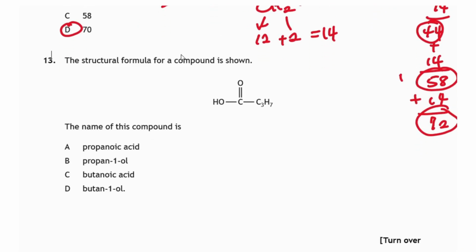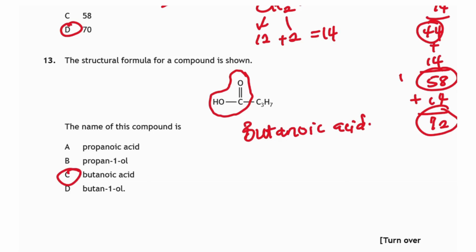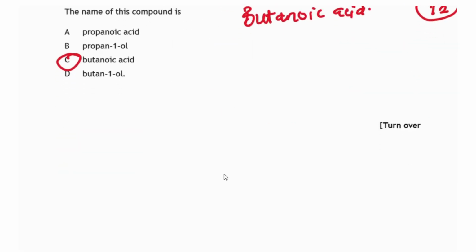And then question 13, the structural formula for a compound is shown. What would be the name of the compound? The most primary thing here is how many carbon atoms do we have, and then what is the functional group? The functional group here is a carboxylic group, an acidic group. The total number of carbon atoms here is 4, and 4 represents but, and the functional group is an acid, so this would be butanoic acid. When you're counting the total number of carbons, you include even the carbon of the functional group. So we don't say this is propanoic acid; we include the carbon of the functional group.